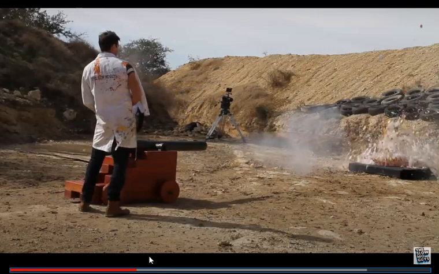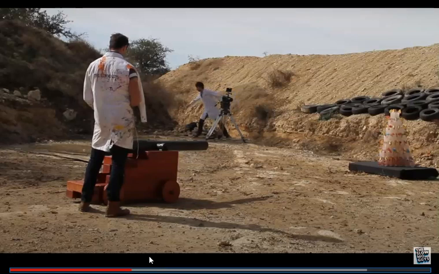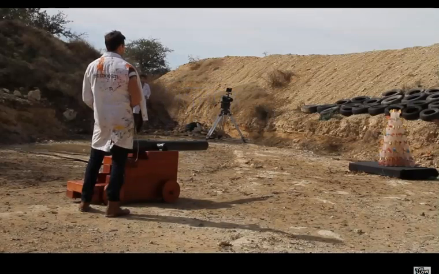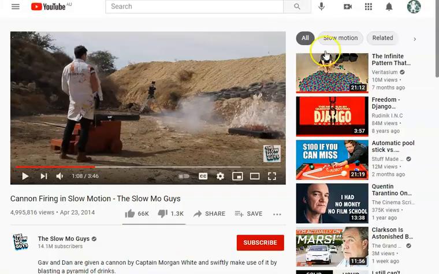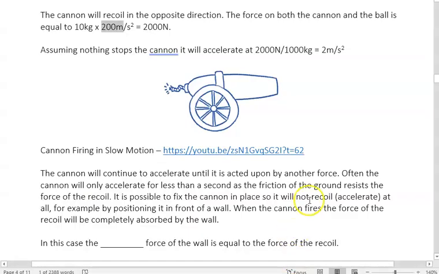From that angle, you can clearly see it goes backwards. I'll just show you one more time. Okay. Now, the reason why it doesn't continue to accelerate is because usually you put a cannon on a little bit of a ramp, so that way it will roll up the ramp and then roll back down the ramp.